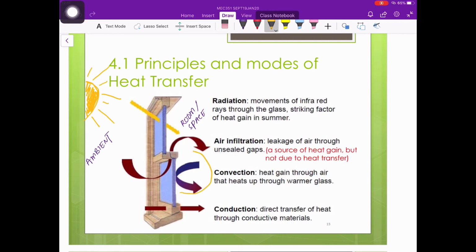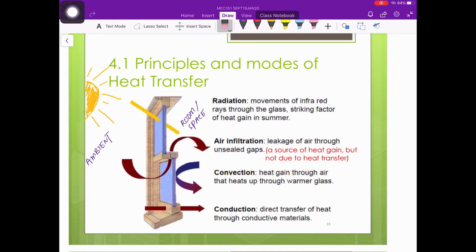Due to air circulation inside our room or space, the air will circulate and be heated by the inner wall. Our room will now gain heat through this movement of air. This mode of heat transfer is called convection.